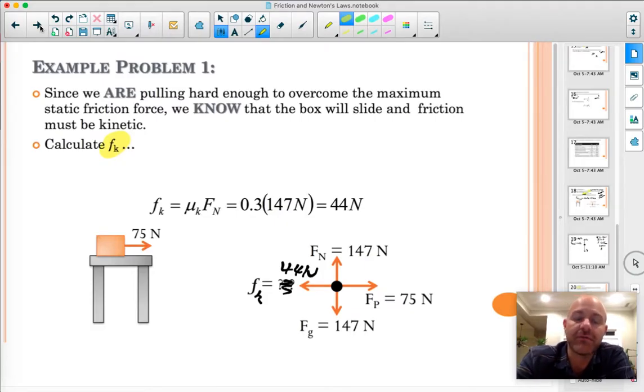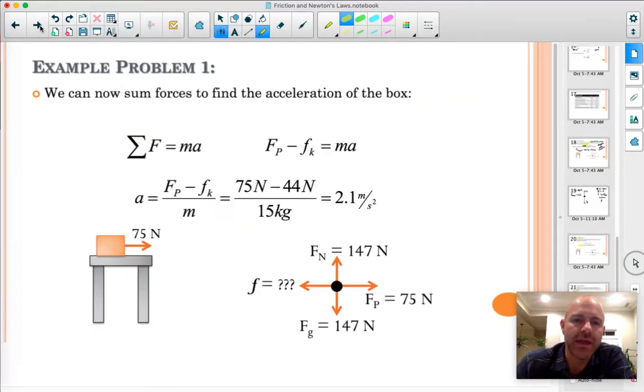And we're not worried about static friction. We're worried about kinetic friction, which in this case is 44 newtons. And once we know that, we have all four of the forces that are acting on this object. And we can find our net force, pulling force minus kinetic friction, divide that by the mass to get the acceleration, and then we could solve a bunch of kinematics problems.